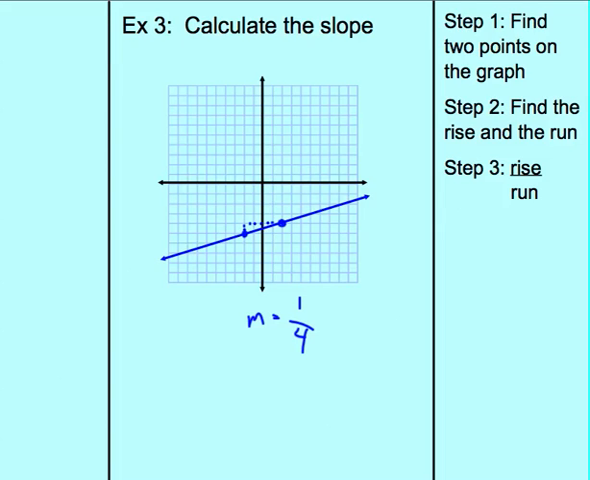Always check, I should have put that as step 4. Check to make sure that the sign on your slope matches what your line is doing. If your line is rising, your slope should be positive. If your line is falling, your slope should be negative. So make sure that you always check to make sure that your answer makes sense.